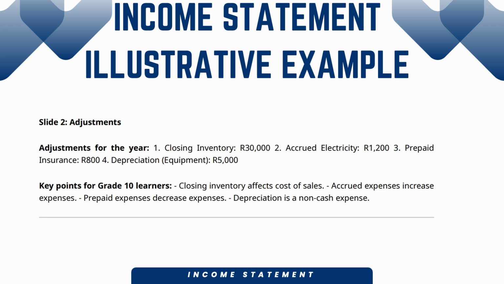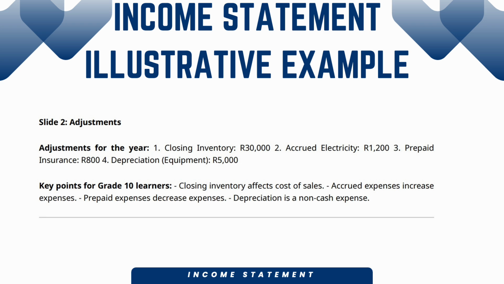So if our inventory is a different amount in this adjustment than it is on our trial balance, there might be a surplus or a deficit for inventory, right? Surplus would be an income, deficit will be an expense. The second one is accrued electricity. So the word accrued indicates to us that this expense is due in the current financial year, but it has not yet been paid. So we know that this amount will increase our electricity expense for the year.